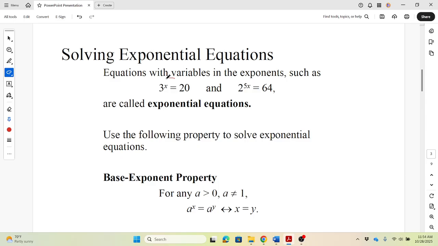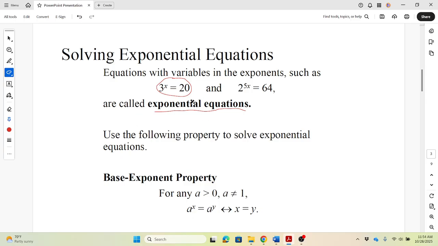Let's say you have an exponential equation like this, where the variable x is on the exponent, 2 to the power 5x. This type of equation is called an exponential equation because we are using an exponential function here.